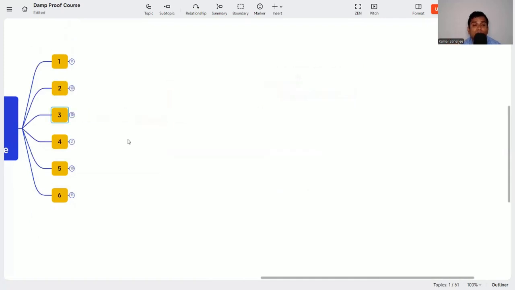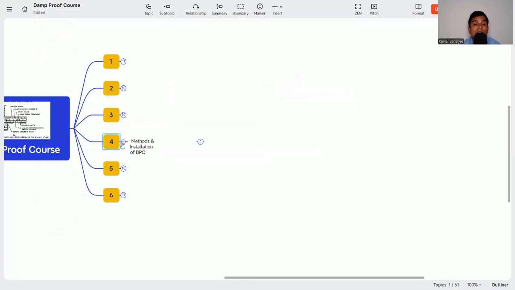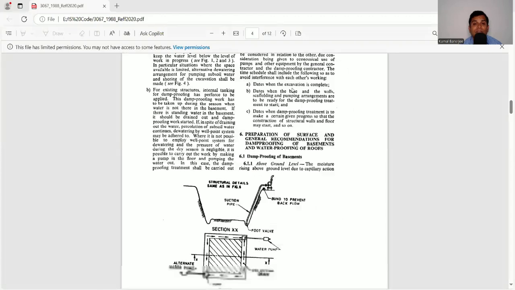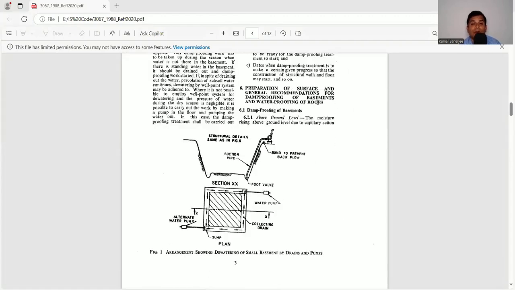Now we need to know how to install DPC, or the method of installation of DPC for the ground floor. It is described in clause 6.1 of IS 3067. So let's check into the IS itself what it is saying in 6.1. It is 6.1, preparation of surface and general recommendations for damp proofing of basement and waterproofing structures. So what is 6.1? Damp proofing on the basement.